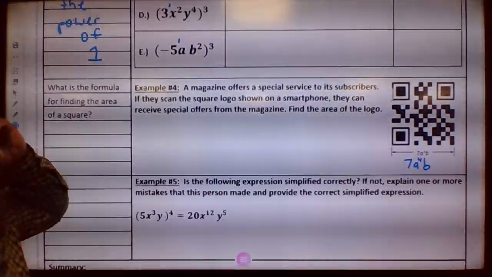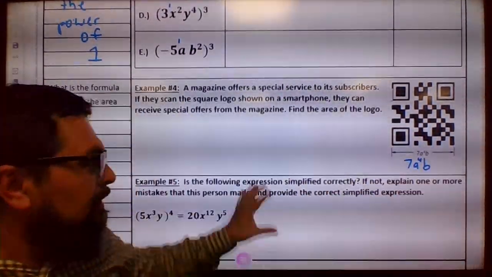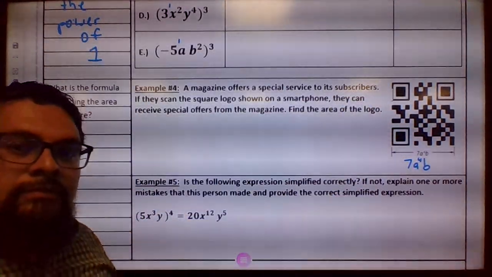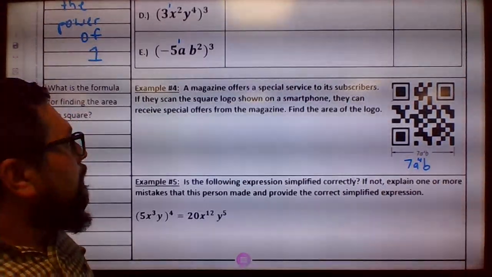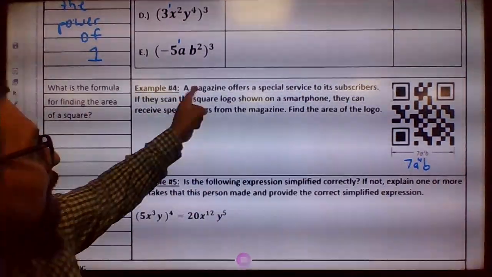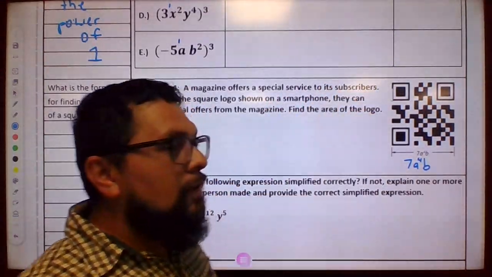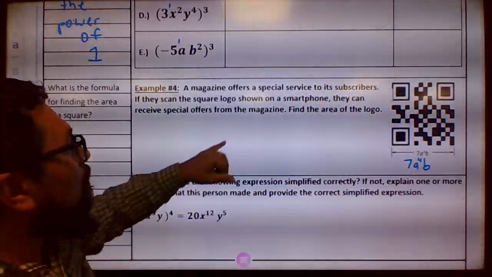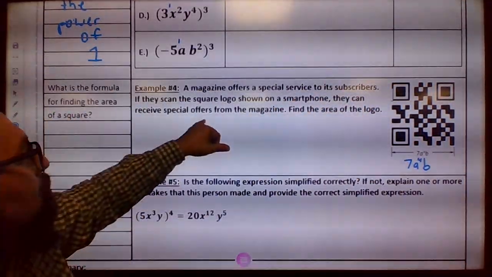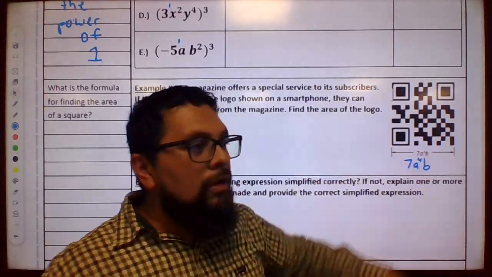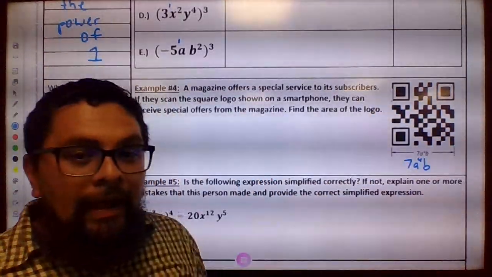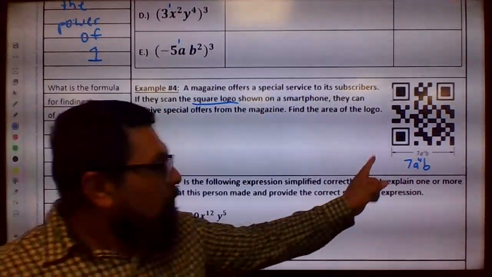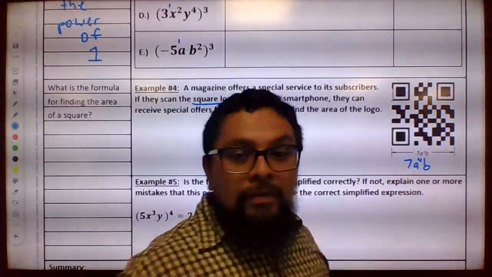All right, we're in example 4. Read this one by yourself first and then come back to the video. Go ahead and pause it. So we're back now. A magazine offers a special service to its subscribers. If they scan the square logo on a smartphone, they can receive special offers from the magazine. Find the area of the logo. We know that it is a square, so whatever this length is, it's also this one.